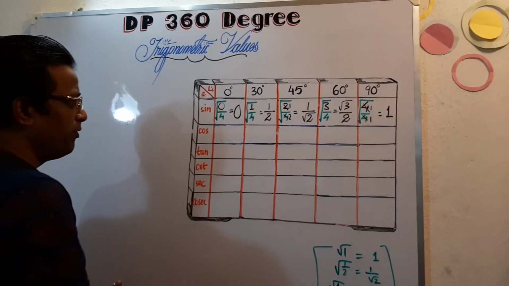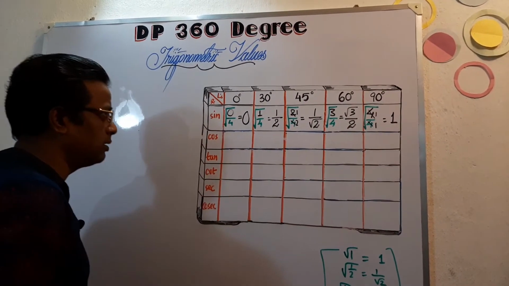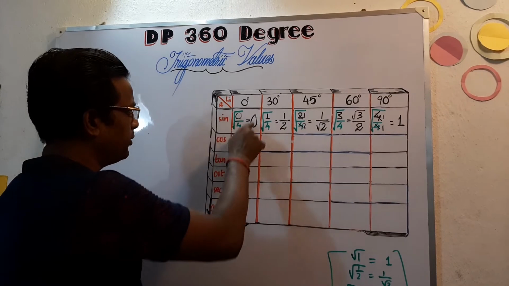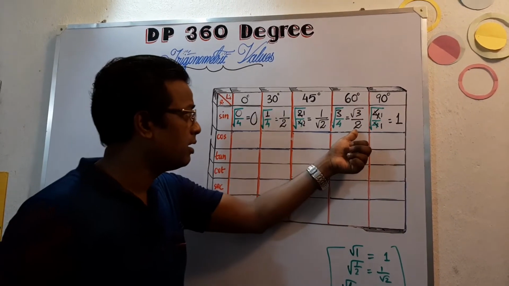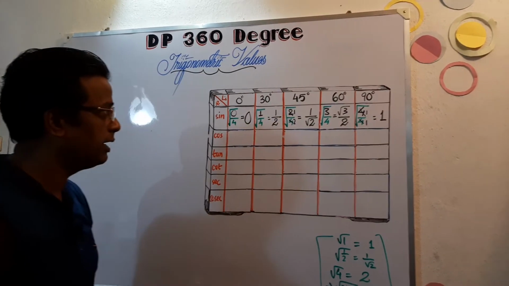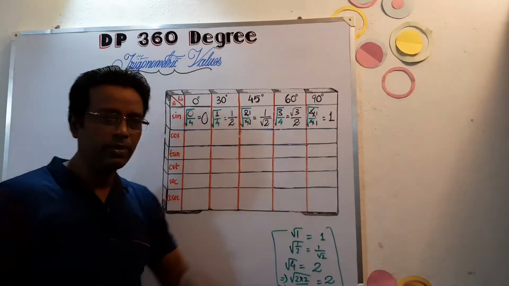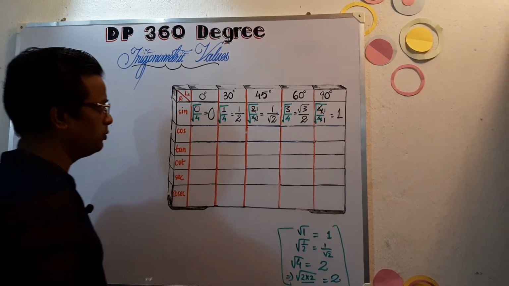We have within no time almost explored all the major values for sine. Sine 0 degree is 0, sine 30 is 1 upon 2, sine 45 is 1 upon root 2, sine 60 is root 3 upon 2, and sine 90 degree is rather 1. So from 0 to 1, the values we explored.